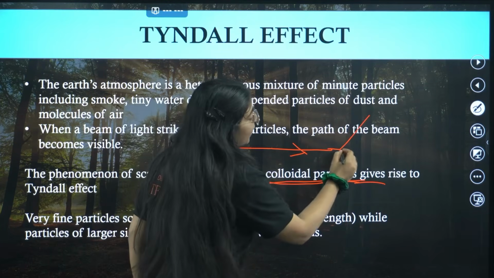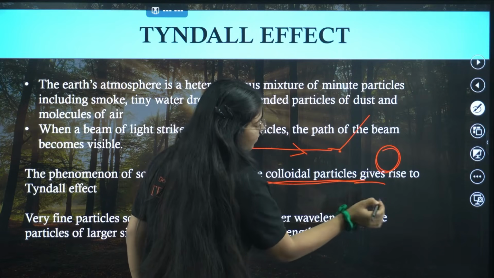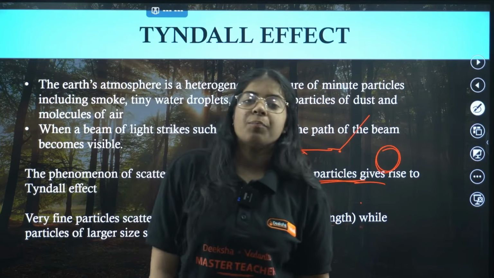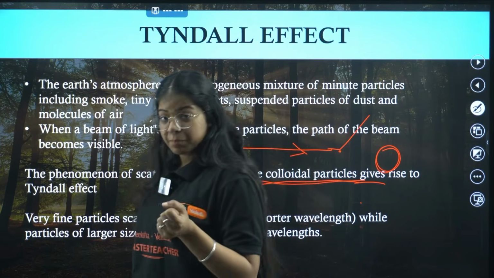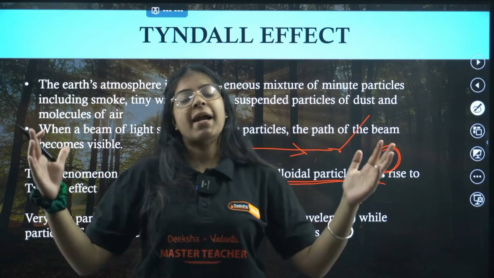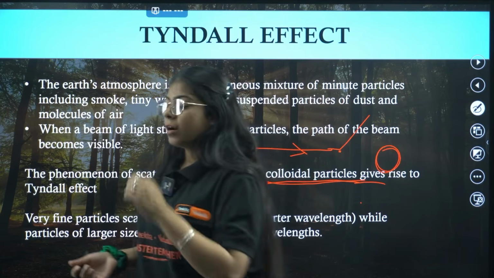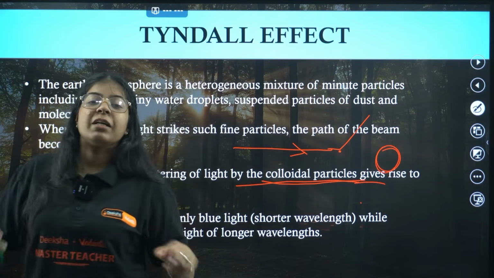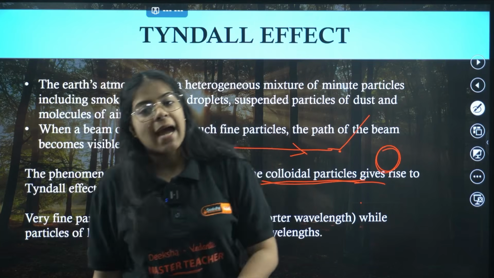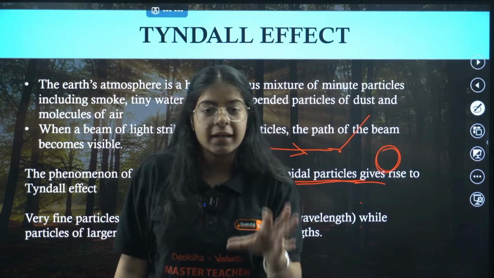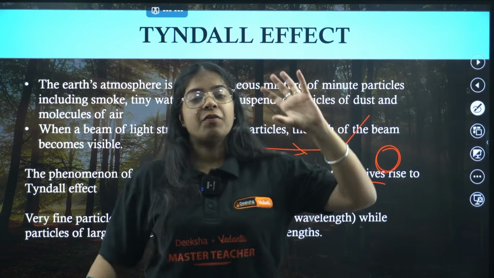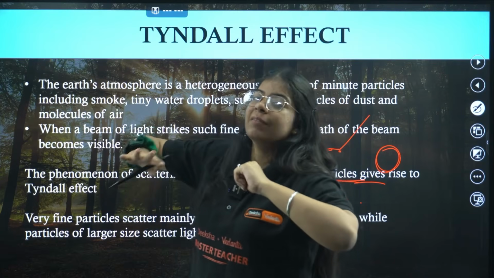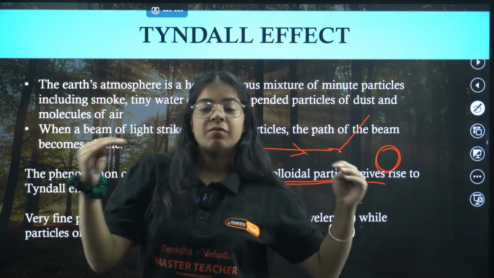But if my particle is very big, or very small, as compared to the wavelength of the incoming beam, then that beam will not get scattered. For scattering to happen, the wavelength of the beam of light should be comparable to the size of that particle which it's hitting.